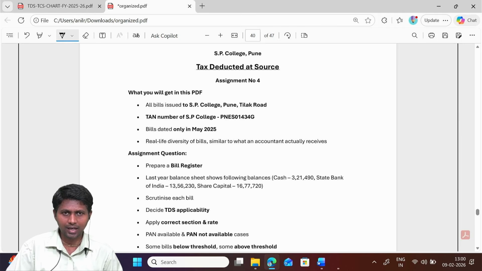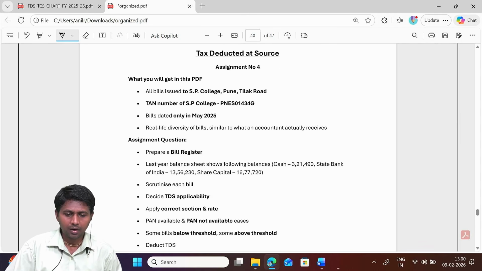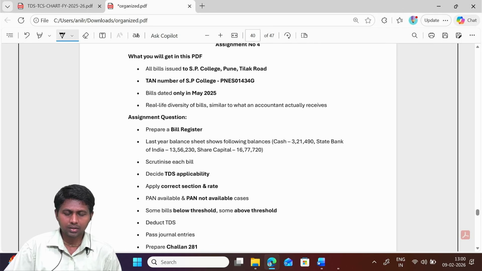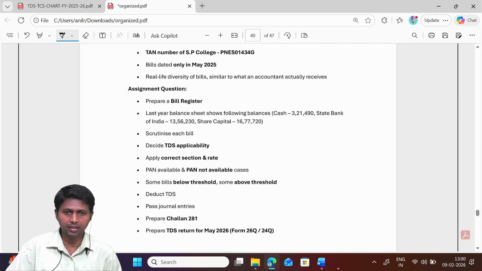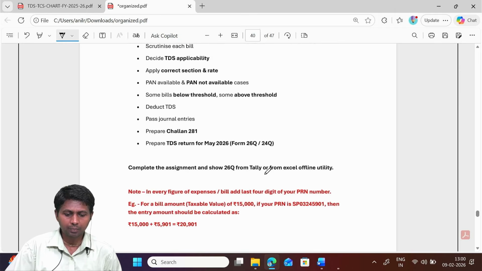Now let's start then. In this assignment, you will get a PDF bill file. All the bills belong to SP College, the TAN number of SP College, and these bills are of the May month. You are required to prepare the 26Q return. To prepare the 26Q, your task is to prepare a bill register.